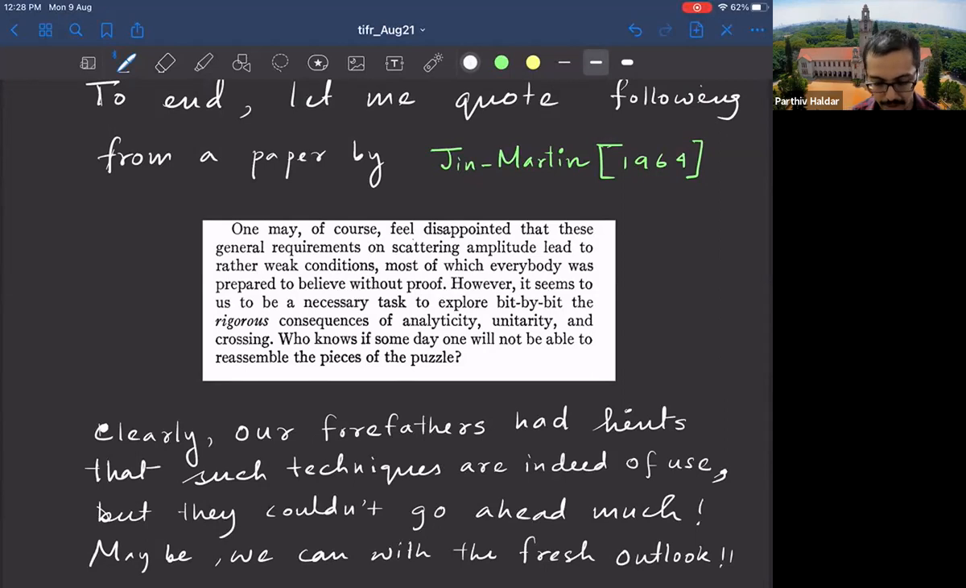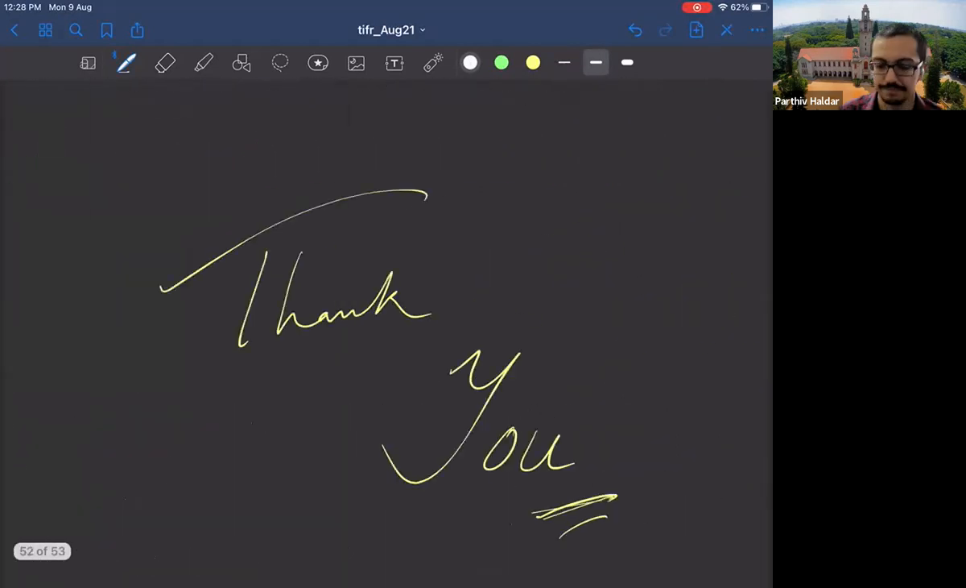So clearly our ancestors had hints that such techniques are indeed of use, but obviously they could not go ahead much. But today we can definitely push ahead with some fresh outlooks and maybe come up with some new ideas. Thank you.